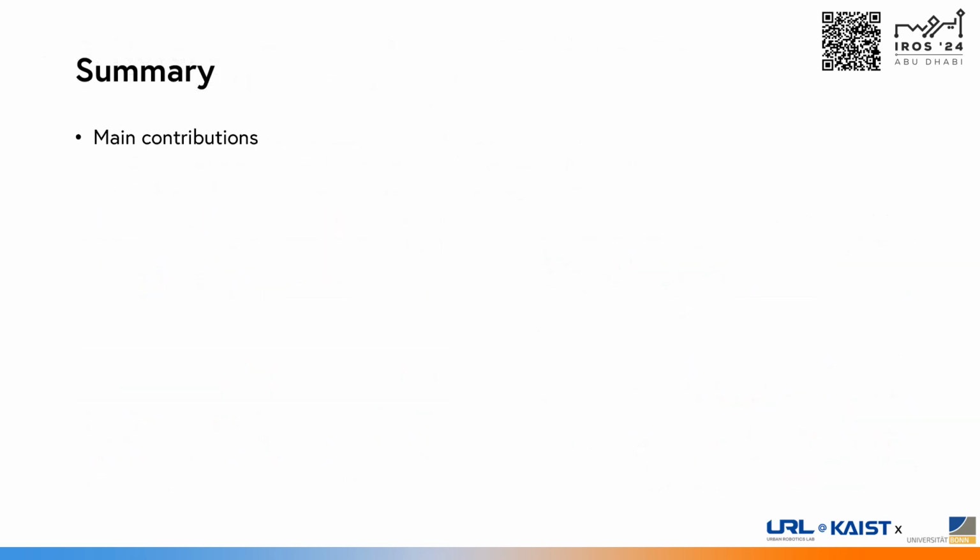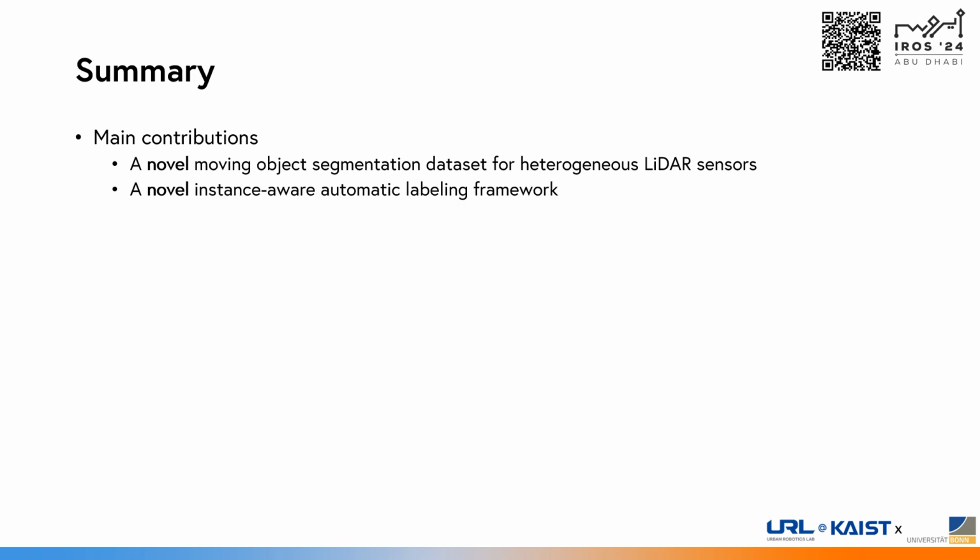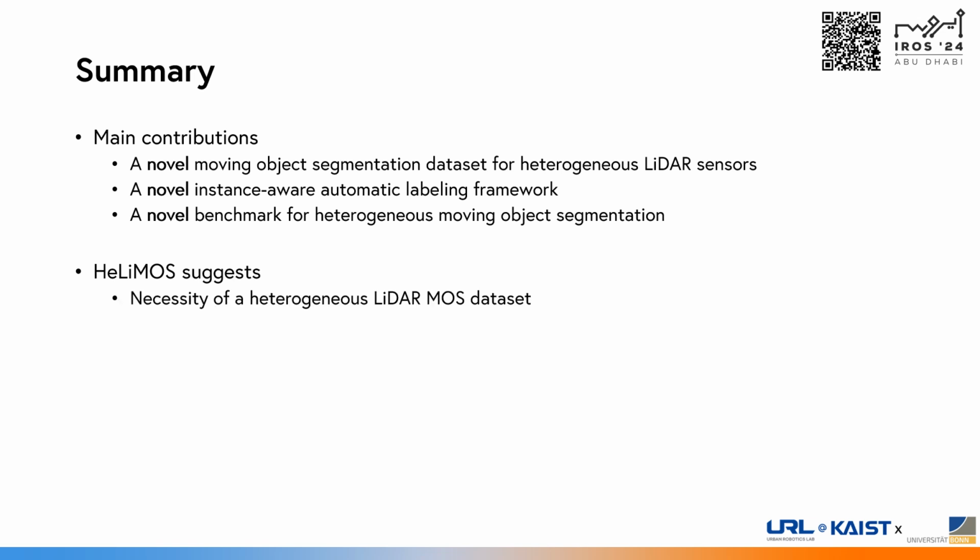In conclusion, here's a brief summary of our key contributions. In this paper, we presented a novel moving object segmentation dataset for heterogeneous LiDAR sensors. We also proposed an instance-aware automatic labeling framework to reduce the time and effort required for human labeling. Finally, we evaluated state-of-the-art MOS approaches as initial benchmarks in our dataset. Through this work, we suggest the necessity of a heterogeneous LiDAR dataset for moving object segmentation and suggest new research directions towards sensor-agnostic segmentation.